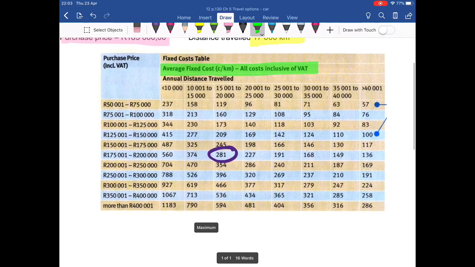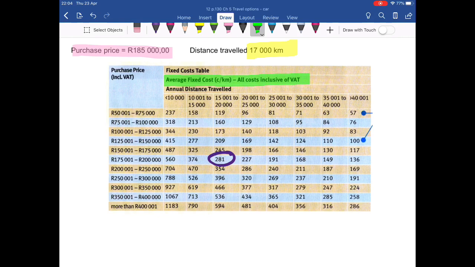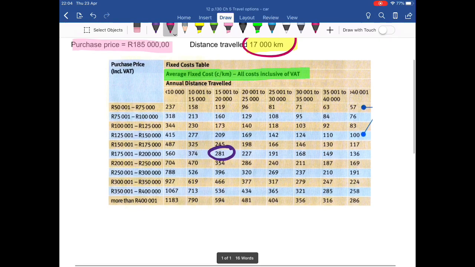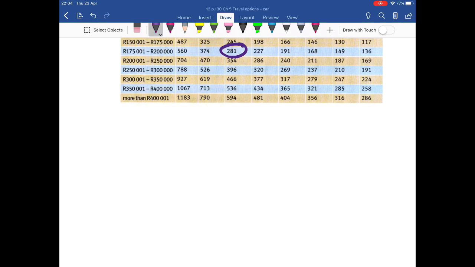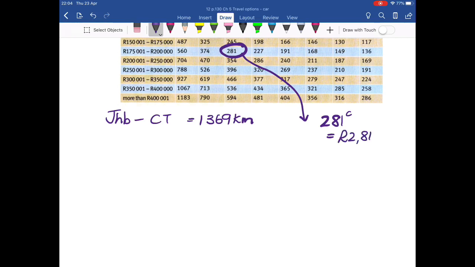So let's work out, let's not confuse the distance here. We are going to have a look at a trip to Cape Town. In your books on page 131, there is an example. The only thing we're going to use from that example is the distance between Johannesburg and Cape Town. So Johannesburg to Cape Town is 1,369 kilometers. Right, we have the factor, which is 281 cents. What we are going to do, we are going to convert that to rands, divide by 100, and that will be 2 rand and 81 cents.